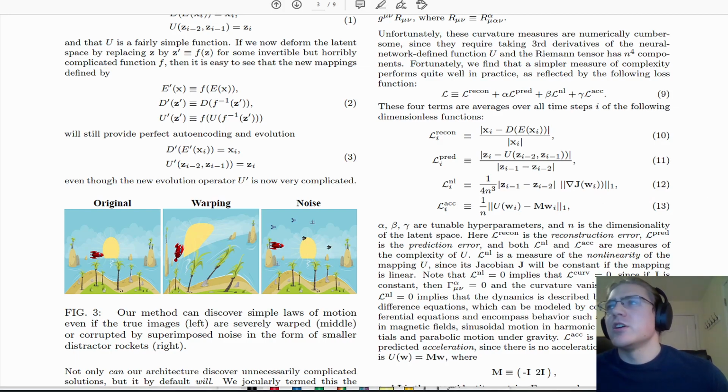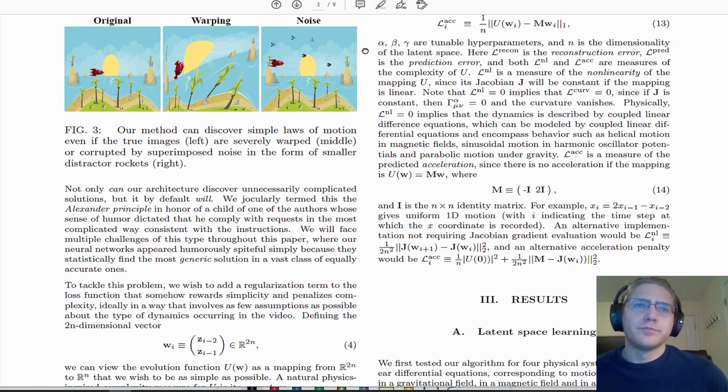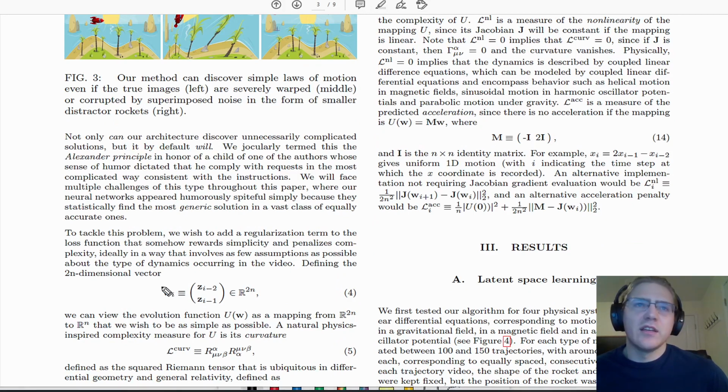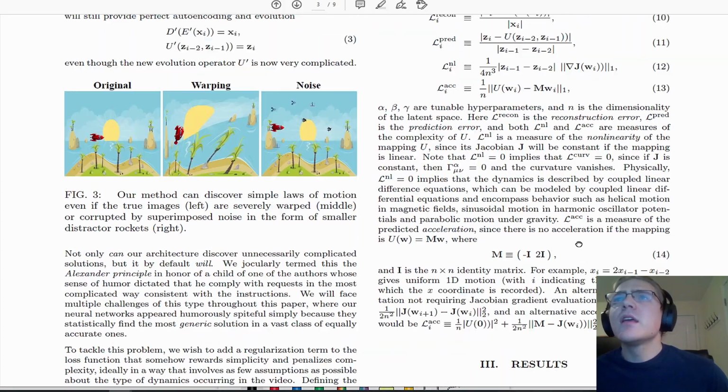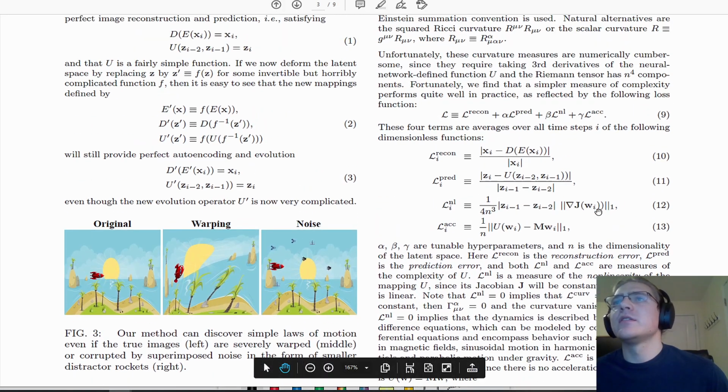Just to note that this W here is simply taking those previous 2 latent vectors and putting them into a slightly higher dimensional vector. So this will encode both position and velocity in it. And then that's the nonlinearity term.